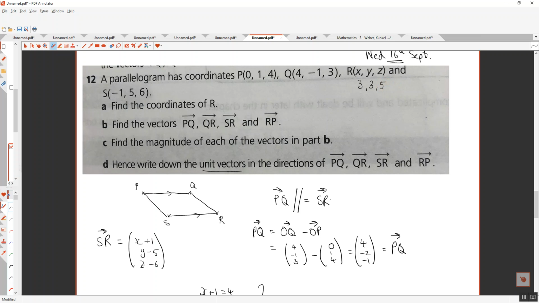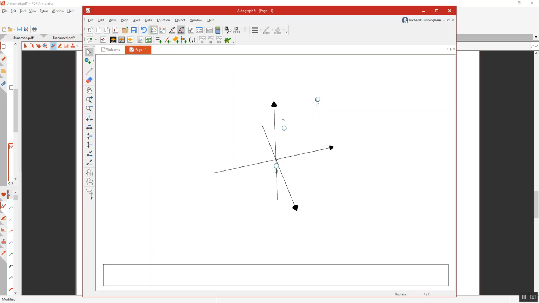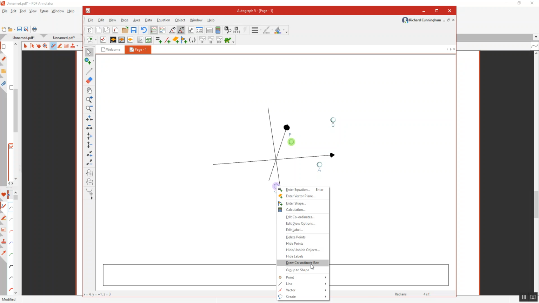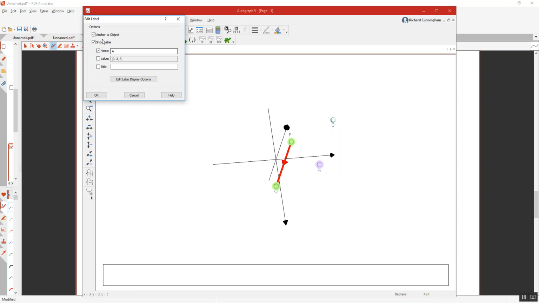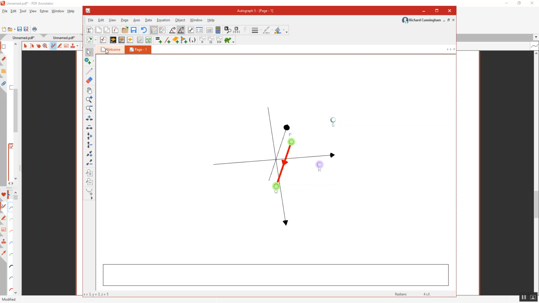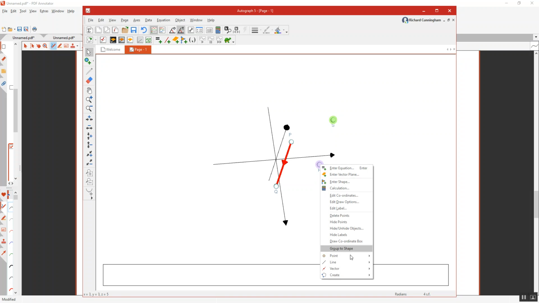I'll put that into Autograph so we can verify that this is a parallelogram. 3, 3, 5. There it is up there. Yeah, that's looking pretty good. And let's put our vectors in. This software, like I said, is free, so I do recommend that you download it and play with it. It is a bit tricky to get used to, but it's a really good, really powerful piece of kit.